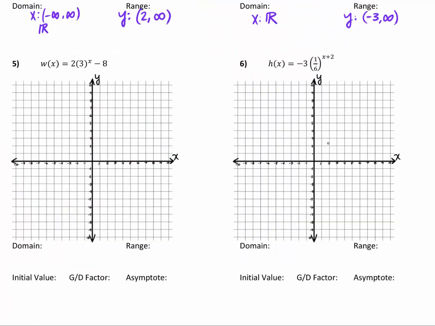Let's take a look at number 5 and 6 and see where these take us. So number 5 is w of x.